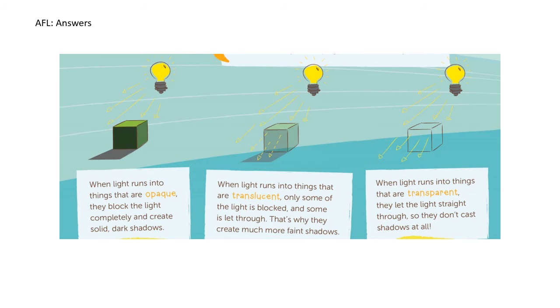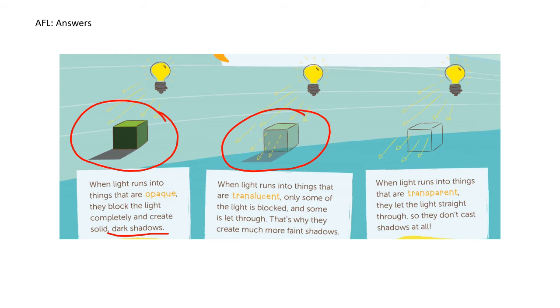Here is the answer for the AFL question. The first object, it's opaque. So it blocks the light and creates dark shadows. The second one is translucent. Only some light is blocked. That is why faint shadows. The third one, it is transparent. So they don't cast shadows at all.